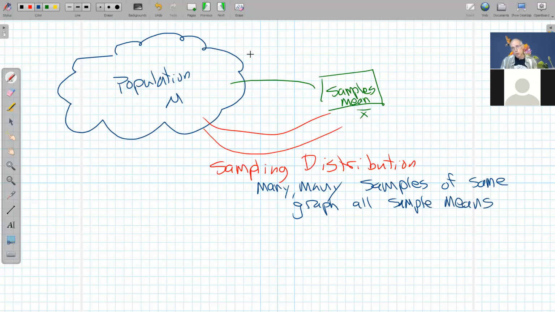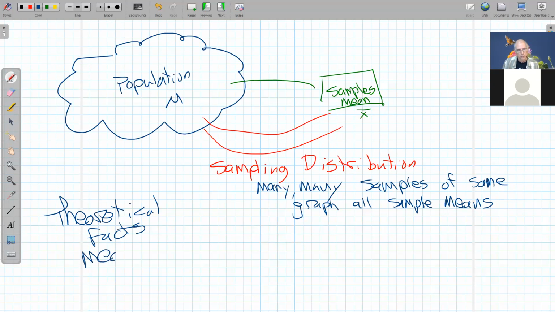Some things that are going to be true about these 3 different groups is the means are going to be around the same of all 3. So some kind of theoretical facts. Theoretical facts. The means of each of these will be about the same.